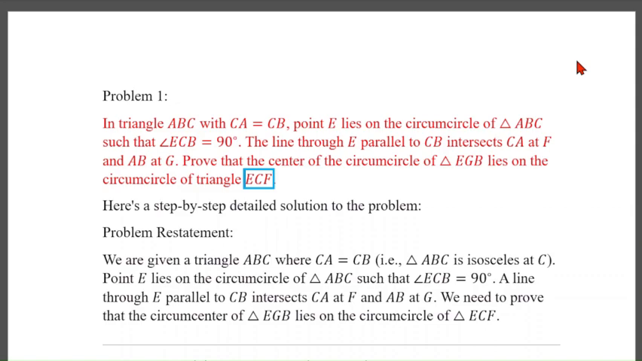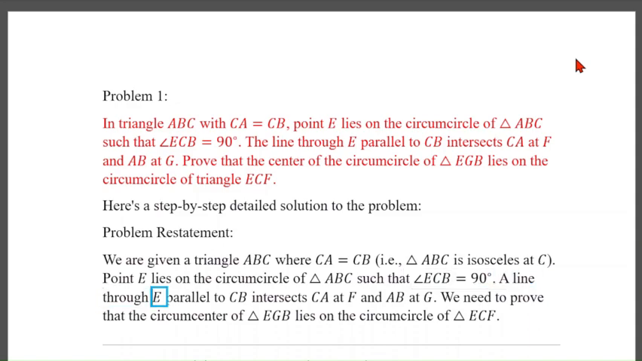Here is a step-by-step detailed solution to the problem. Problem restatement. We are given a triangle ABC where CA equals CB, i.e. ABC is isosceles at C. Point E lies on the circumcircle of ABC such that angle ECB equals 90°.